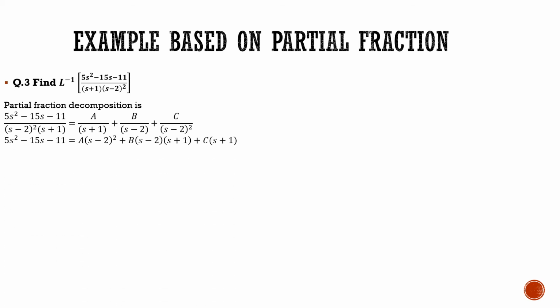Now partial fraction decomposition: first of all, the same thing, a upon s plus 1, b upon s minus 2, and c upon s minus 2 square. Because this is a whole square term, we have to write b upon s minus 2 plus c upon s minus 2 square. Now we cross multiply, take the LCM and multiply. So a is multiplied with s minus 2 square, b is multiplied with s plus 1 times s minus 2, and c is multiplied with s plus 1.